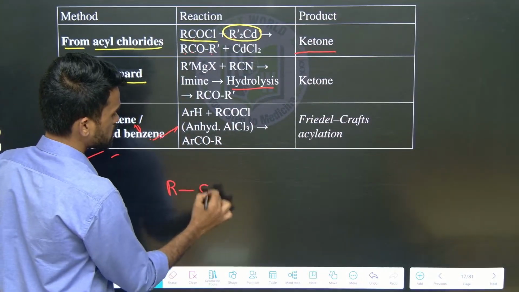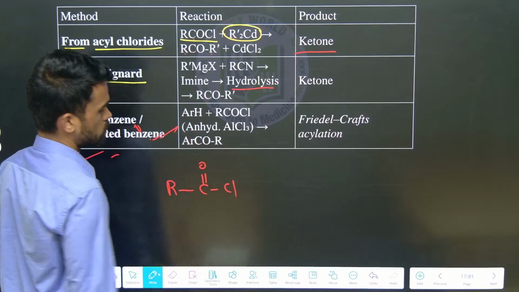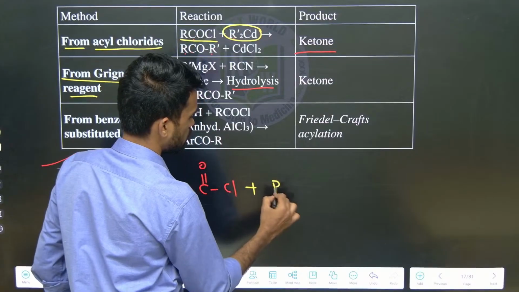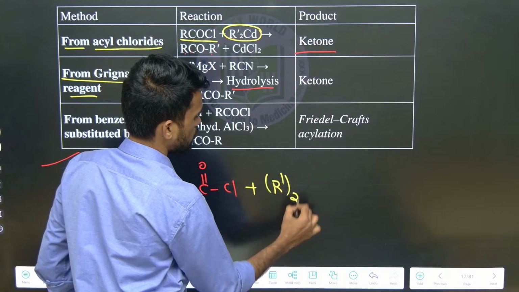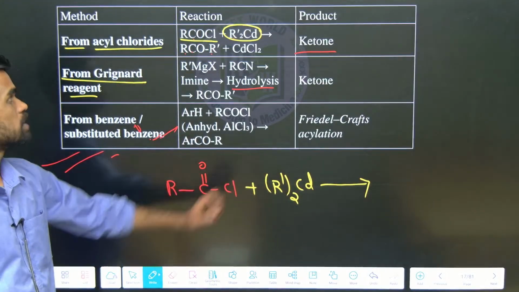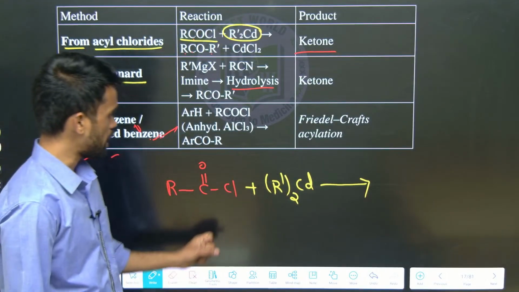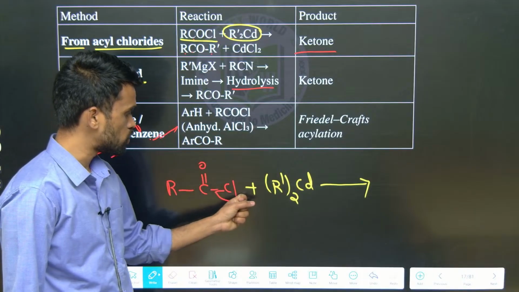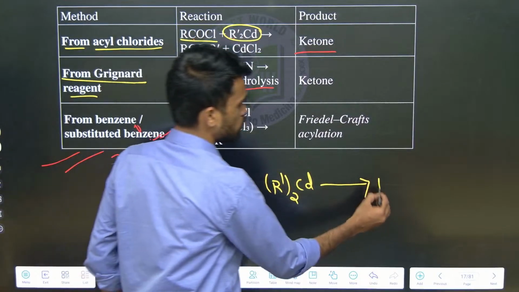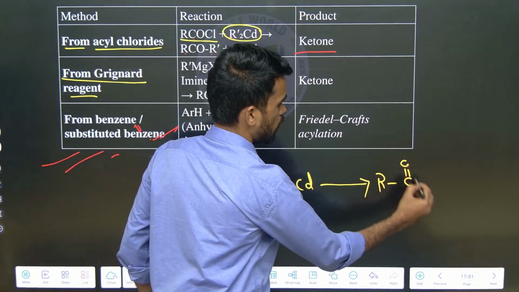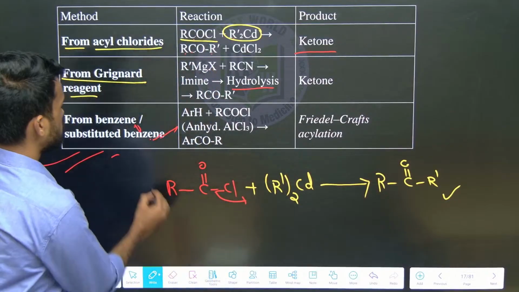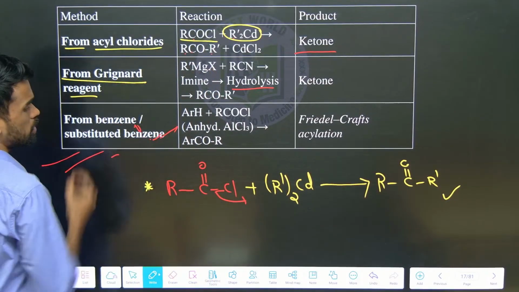See, RCOCl is there. So this is an acyl chloride. Now we are adding dialkyl cadmium, an organometallic compound you can consider it as. So now what happened? This chloride ion goes out and this alkyl group comes in as a nucleophile and gives you RCOR' kind of ketones as a product. Remember this.